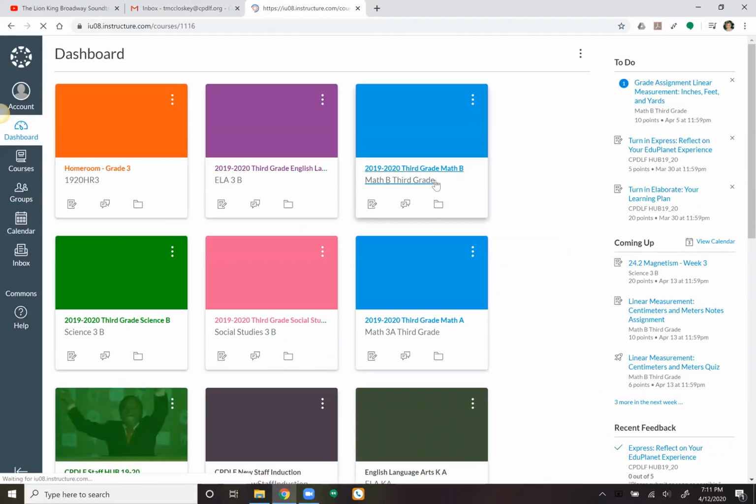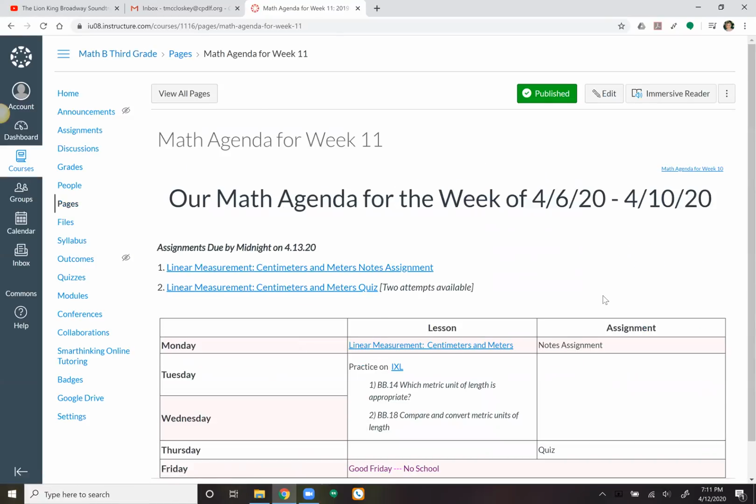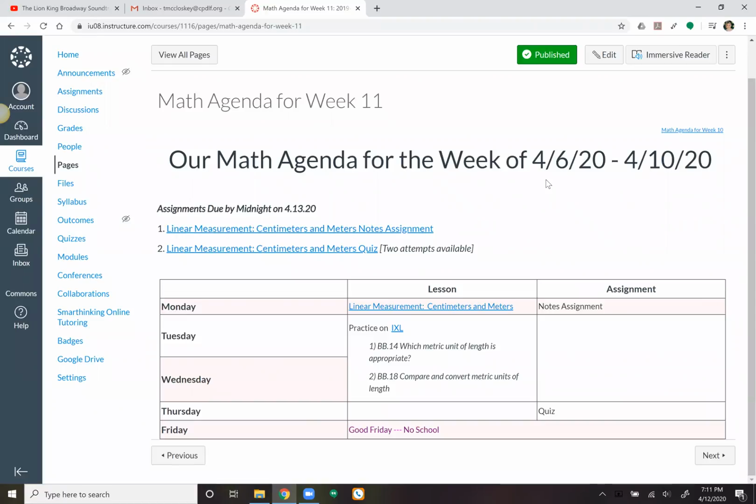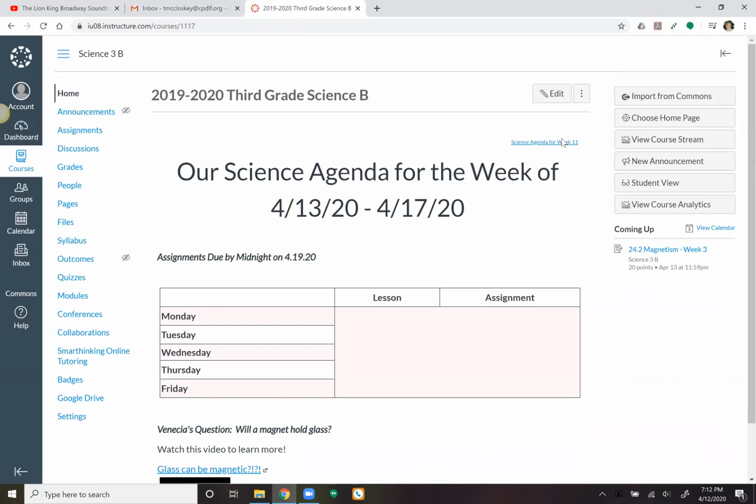For my Math B friends, now I can click on week 11. You did linear measurement again, but this time you did centimeters and meters, and you should have turned in your notes assignment on Monday. Tuesday and Wednesday, you practiced IXL, which metric unit of length is appropriate, and compare and convert metric units of length. Thursday, you should have done your quiz, and then no school on Friday. My Math A friends, you know what you're up to, so I'm not going to worry about going over that.